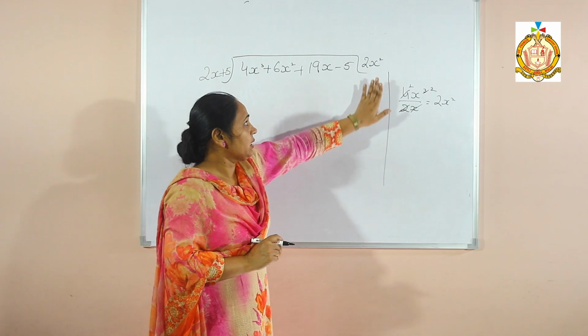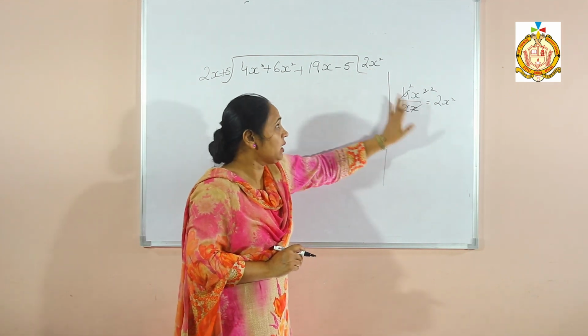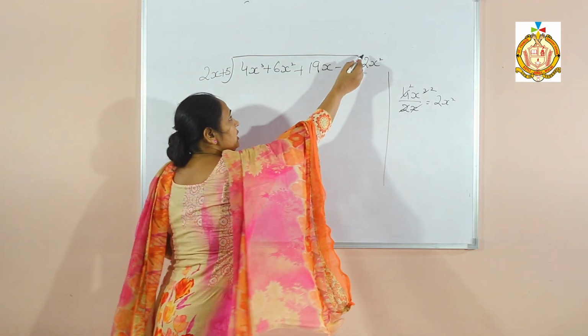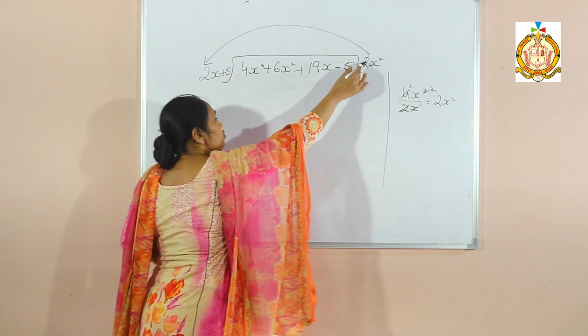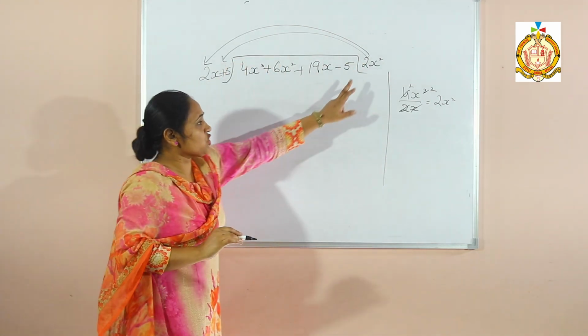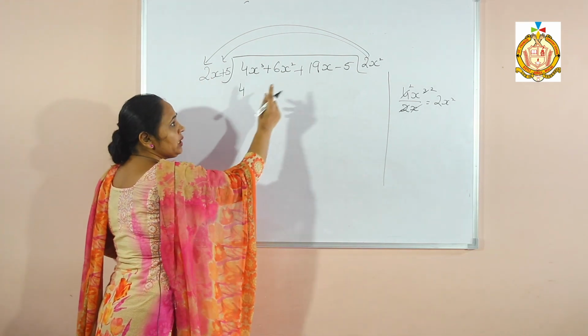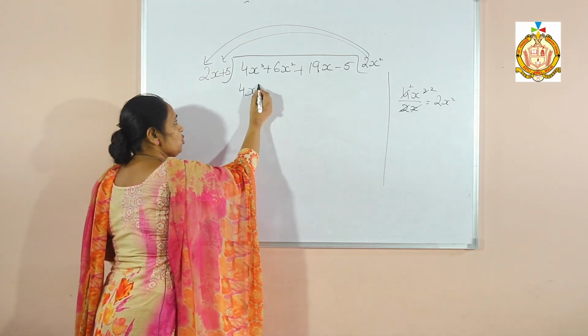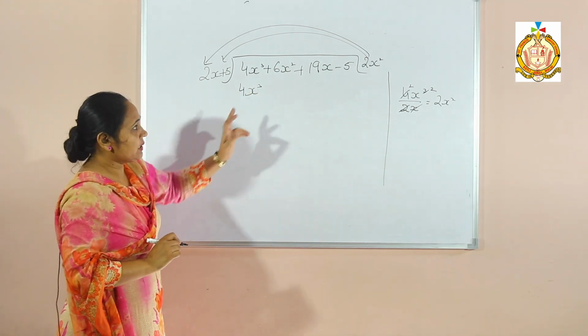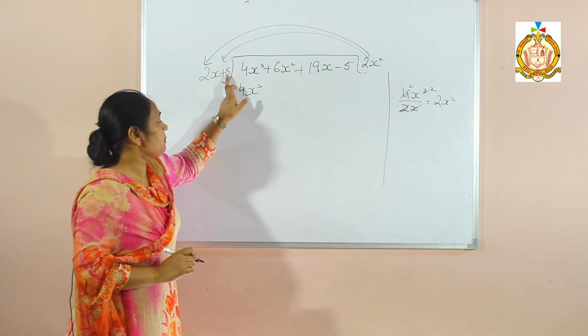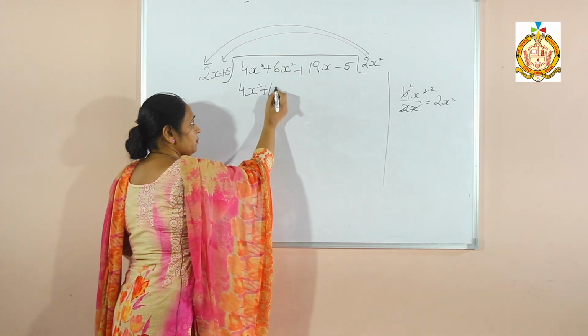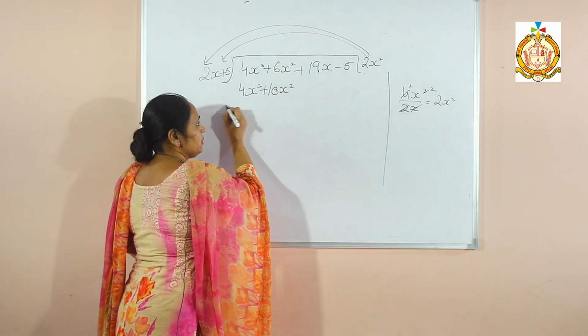The next concept: this answer comes from here. I have to multiply with these given terms, that means these two numbers. This 2x square multiplied by 2x becomes 4, x square and x become x cube. This is the same statement. Then this 2 multiplied by 5 becomes 10 with x square.